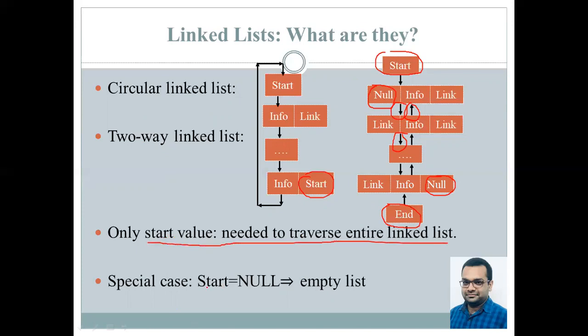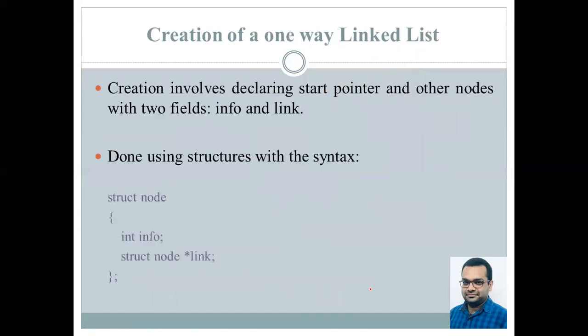And a special case may occur that we have just created a newly linked list or deleted all the elements of the linked list, and therefore the start value is null. That means it is an empty list. We'll see all these operations in detail as we go through the linked list. So this is the basic idea of how to create a one-way linked list.